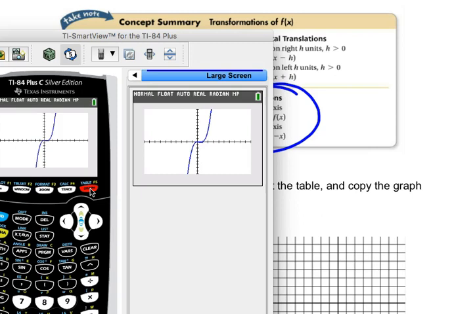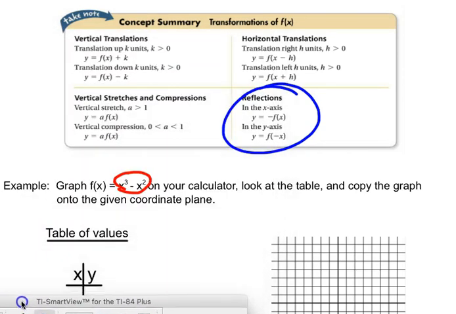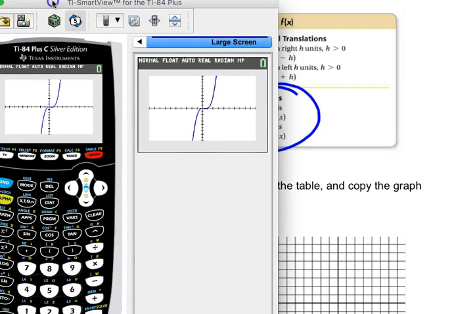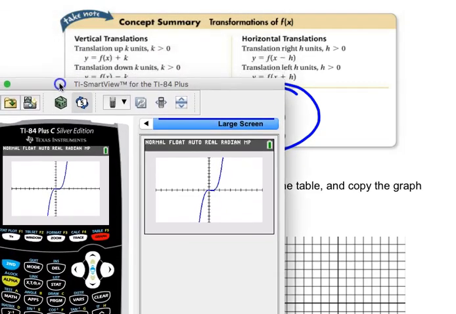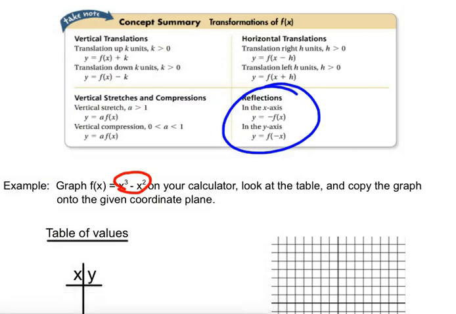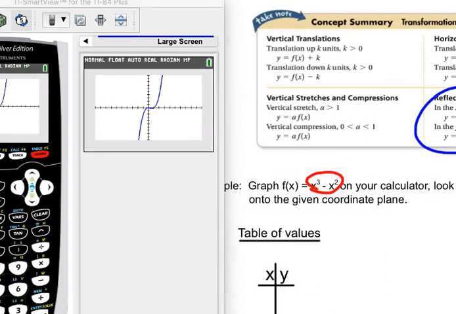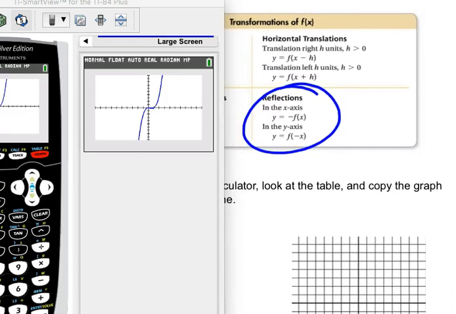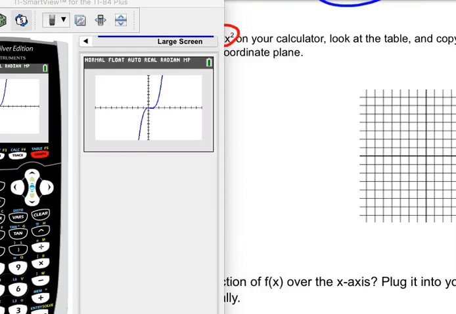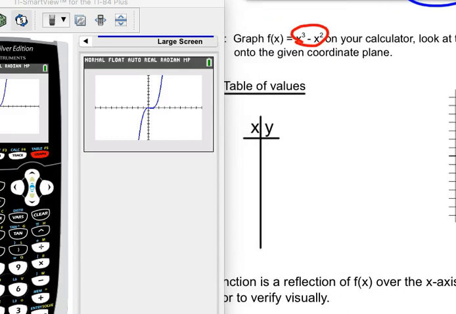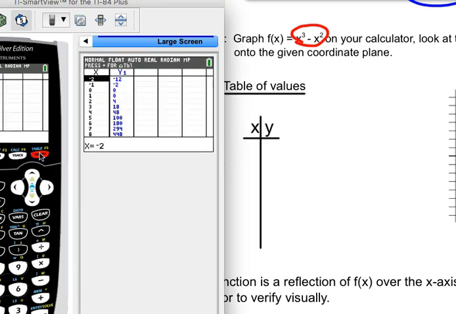All right, so that's what we're going to mess with. I don't know how you describe that. It's got a couple of bends in it, looks like. Okay, goes down as you go left and up as you go right. That's another way we could describe part of that. Let's see, look at the table and copy the graph onto the given coordinate plane. So I'm going to try to move this over here. This down first. Okay. And then I'm going to do a second graph, bring up the table.